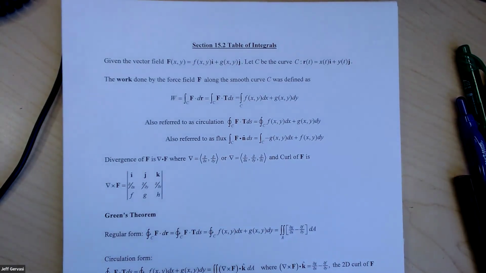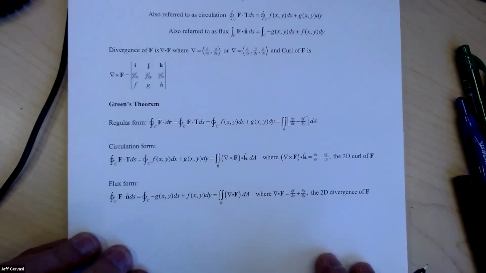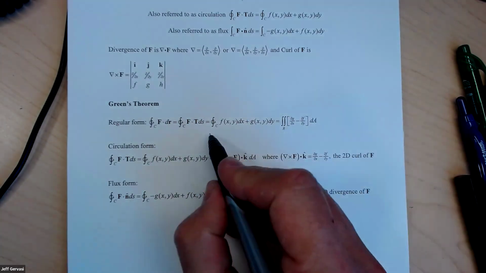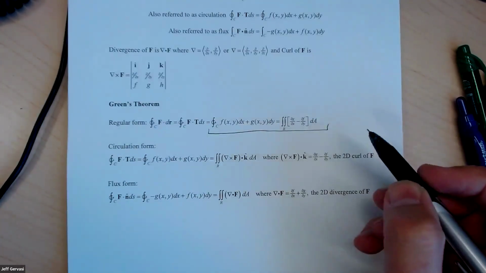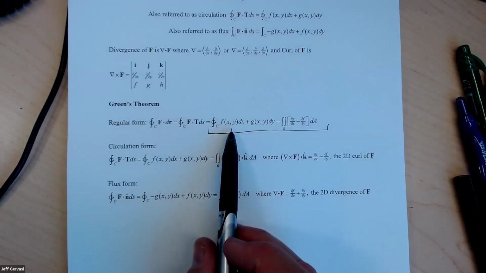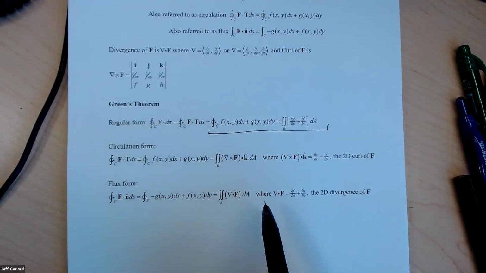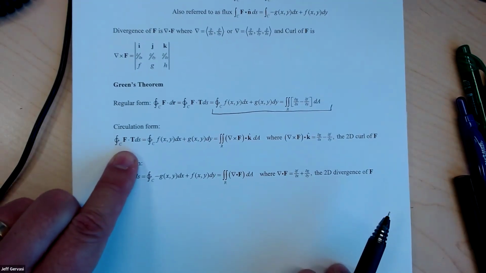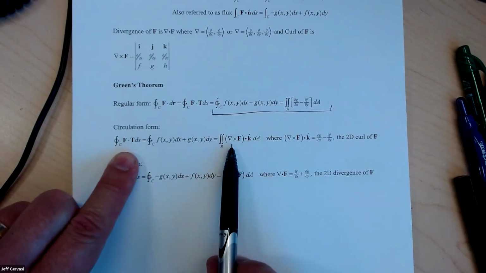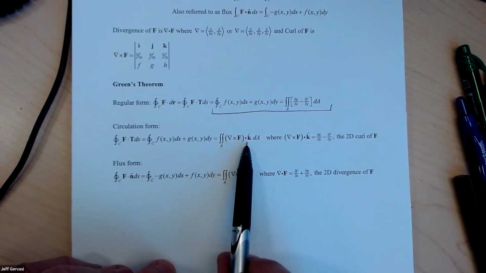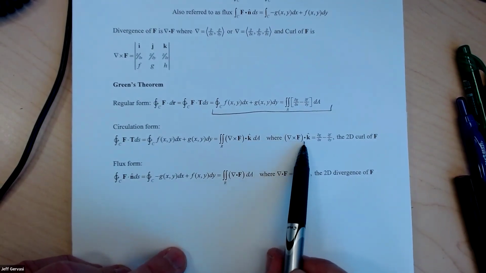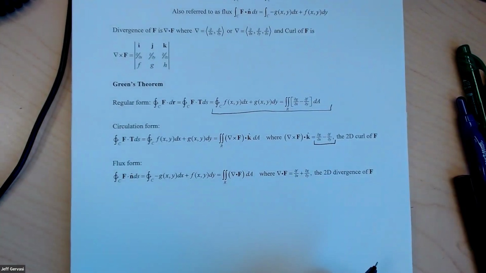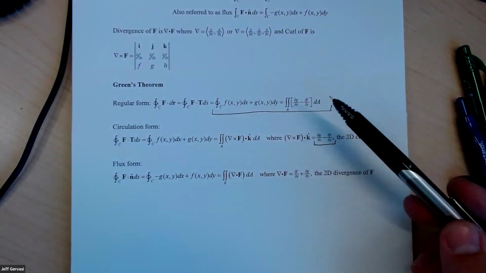All right. Here is a reminder of Green's theorem. I call this the regular form of Green's theorem, right? The regular form of Green's theorem, that was this right here. Of course, this integral right here is equivalent to these two. We also showed that the circulation form of Green's theorem could also be written as the curl of a vector field F dotted with K, where del cross F dotted with K is equal to this expression, partial G with respect to X minus the partial of F with respect to Y, which of course we see right here.